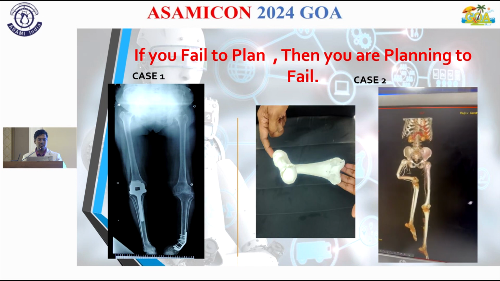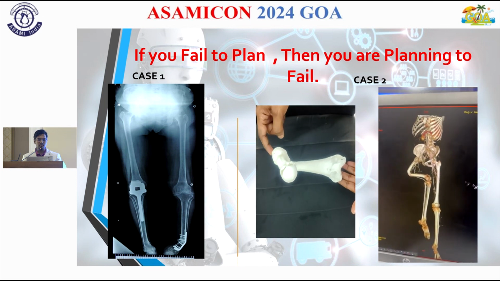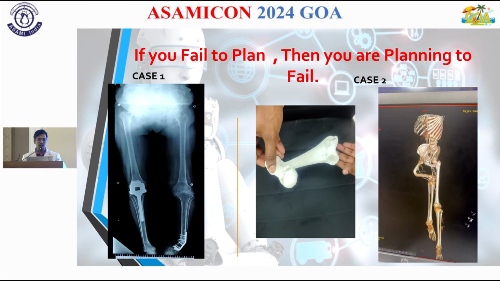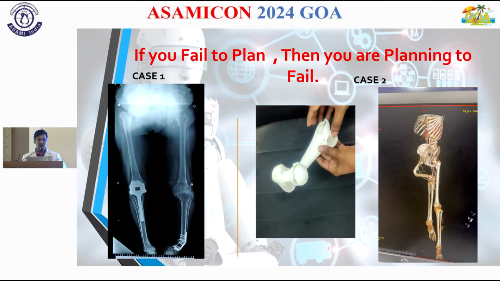The second case is a case where there is a complex deformity of the femur following native splinting. We will be discussing this case in detail.